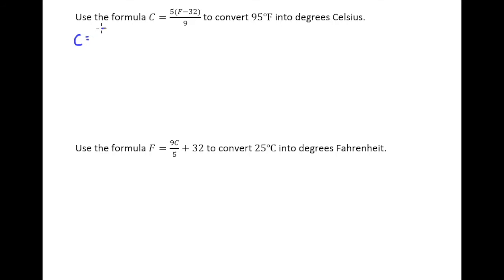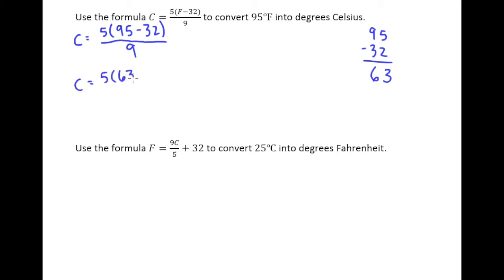this formula. We have 5 times, but instead of F, I'm going to put in the actual number they gave us, 95. Okay, so I know the first thing I need to do is take care of the parentheses up on top here. Parentheses always come first, and so over here is scratch work. 95 minus 32 is 63. So C is equal to 5 times 63 over 9.